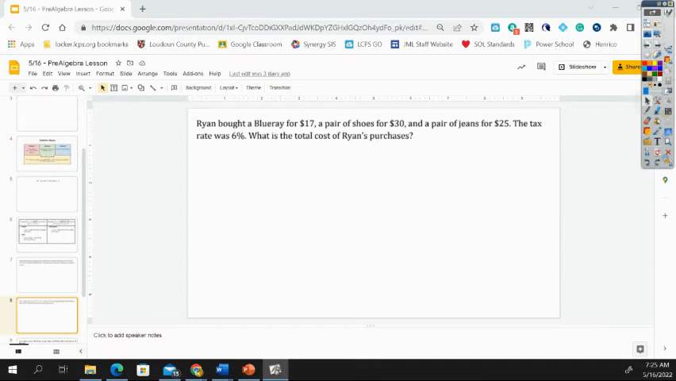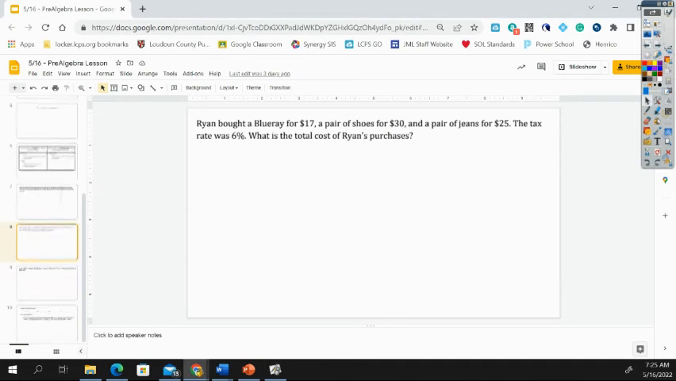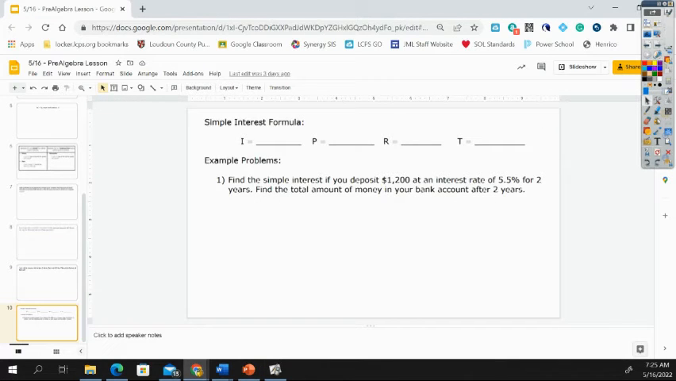Let's go ahead, and we're going to look at our last topic that you're going to work on today, simple interest. Simple interest, remember, is a formula we use to find interest. If I let someone borrow money, not only do they have to pay me that money back, but I need to make money off that transaction. I make interest.